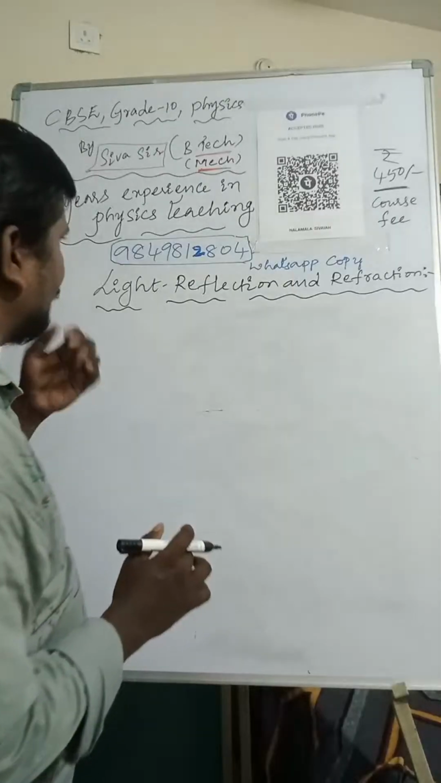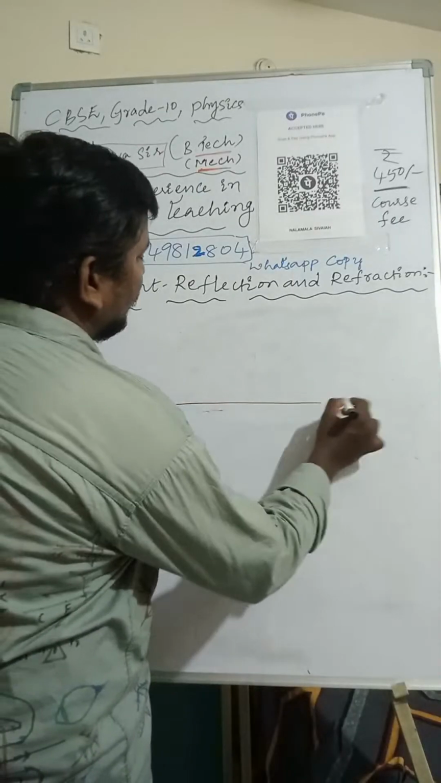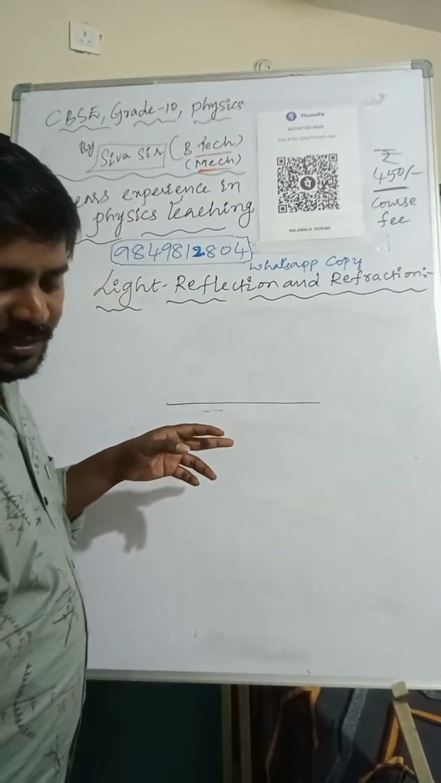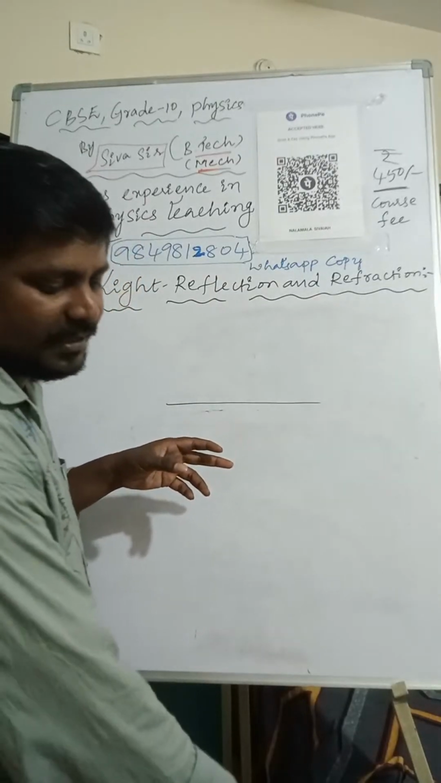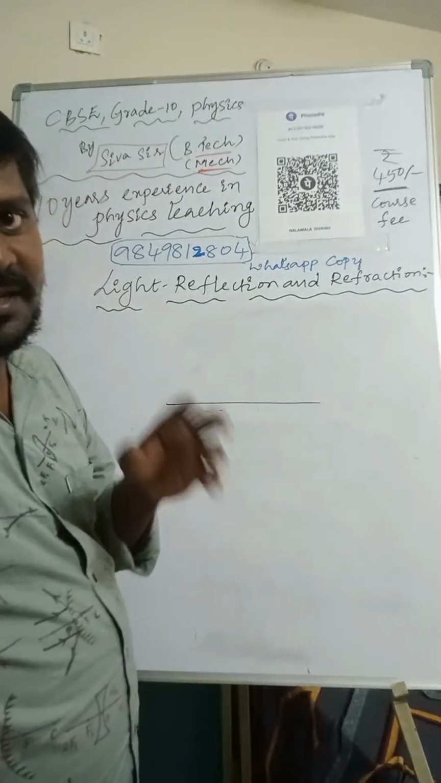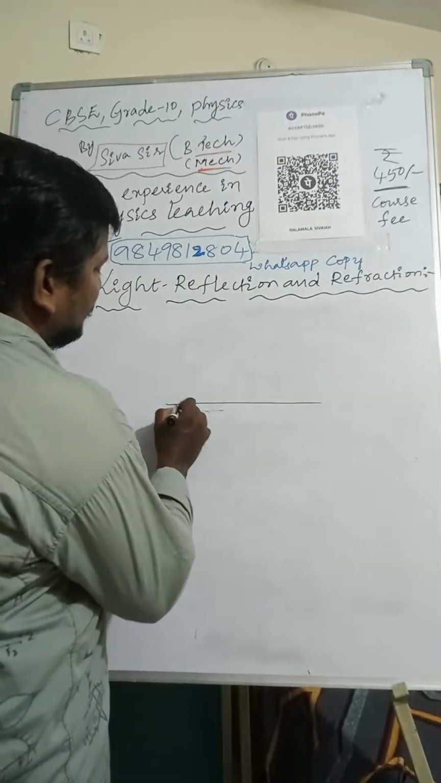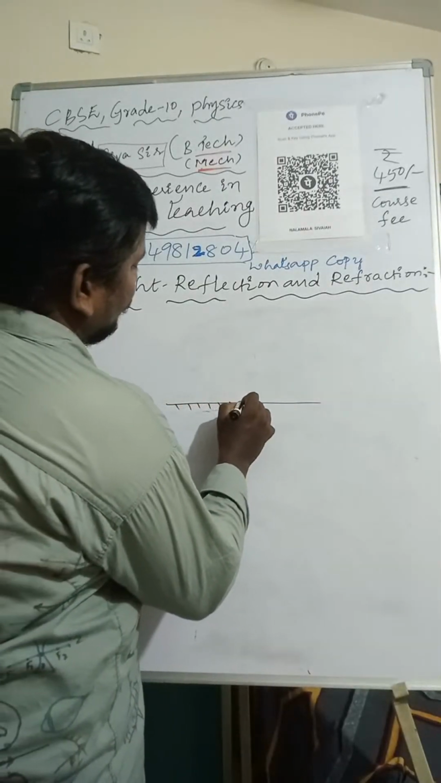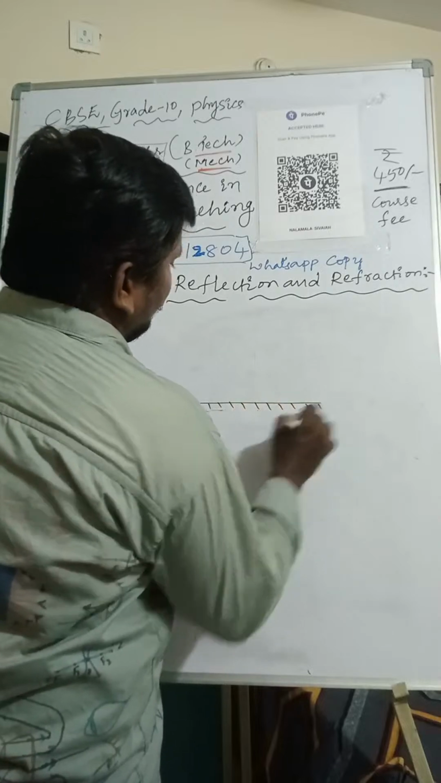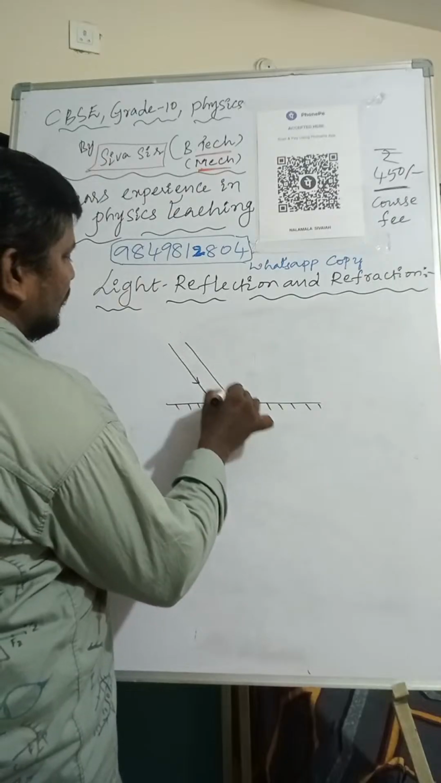But I'm considering regular reflection and irregular reflection. Here I am considering the plane mirror. Already angle of deviation is explained. Now regular reflection and irregular reflection will be discussed. So this is a plane mirror, and this is the incident ray.